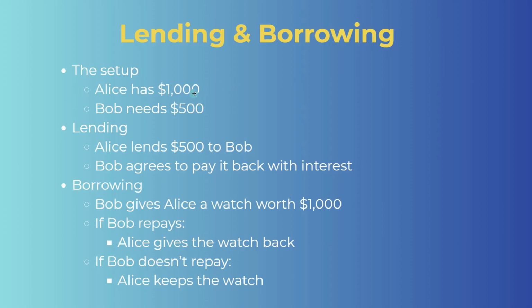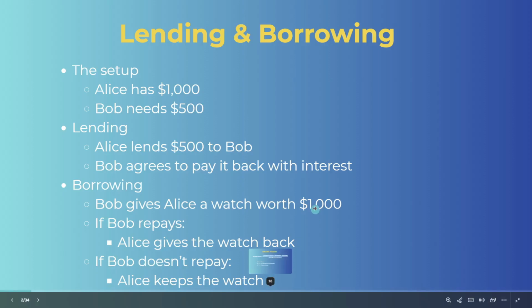Let's say that Alice has $1,000 and Bob needs $500. So Alice lends $500 to Bob and Bob agrees to pay it back with interest. But to avoid that Bob runs away with the money and never pays back his loan, Bob gives Alice a watch worth $1,000, let's say, which is the collateral. And if Bob repays, Alice gives the watch back. If Bob doesn't repay, Alice keeps the watch.